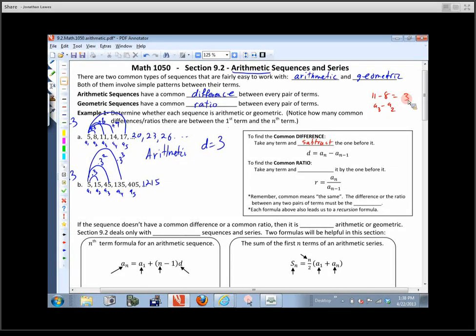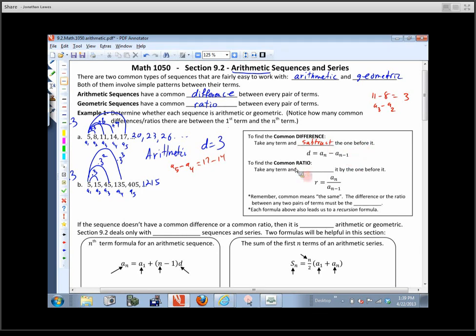Pick any other combination of terms that are right next to each other. So let's take the fifth term and subtract the fourth term. The fifth term is 17, subtract the fourth term, which is 14, I get 3. Okay, the reason we call it a common difference is it's the same difference for every one of those pairs. Okay, so if we have things in common, we have things that are the same. So they have the same difference in between each one of these. Okay, now this is a huge difference. If we want to find the common difference, we take any 2 terms and we subtract the one before it.